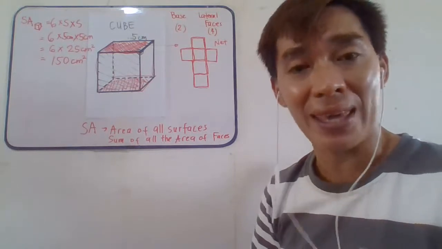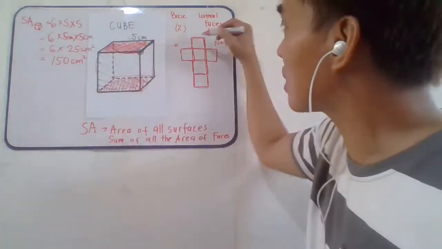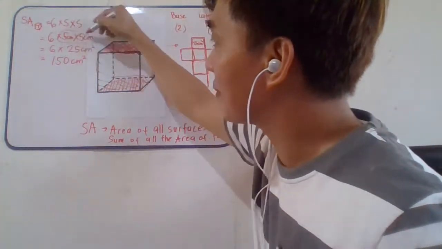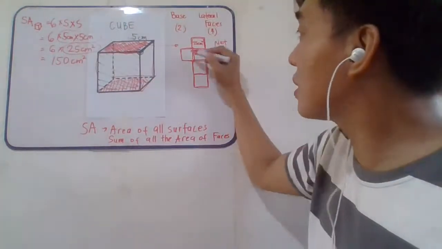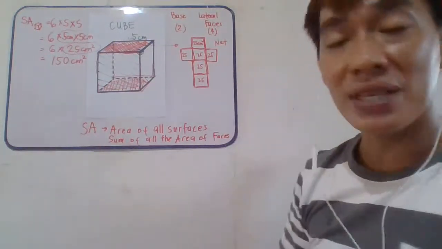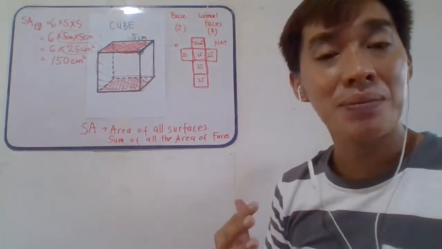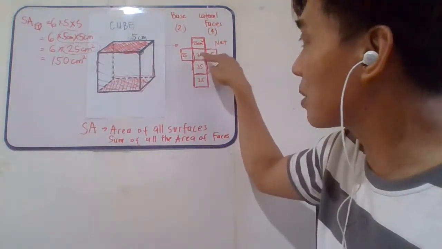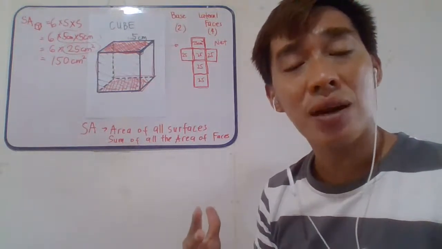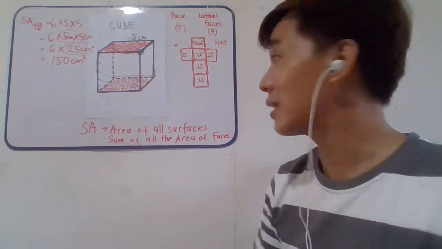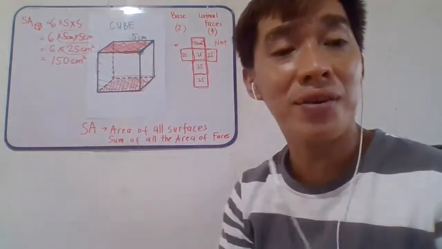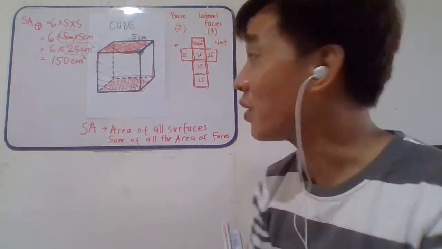Any questions so far? Why? It's because this is 25 centimeters squared. Of course, this is also 25, and this is also 25. They are all the same, congruent, the same size. So 25 plus 25 plus 25 plus 25 plus 25 plus 25. That's why it's very important to know the net of the figure in order for you to get its surface area. So there are six 25s, and that is 150 centimeters squared. Okay? We're done with the cube.